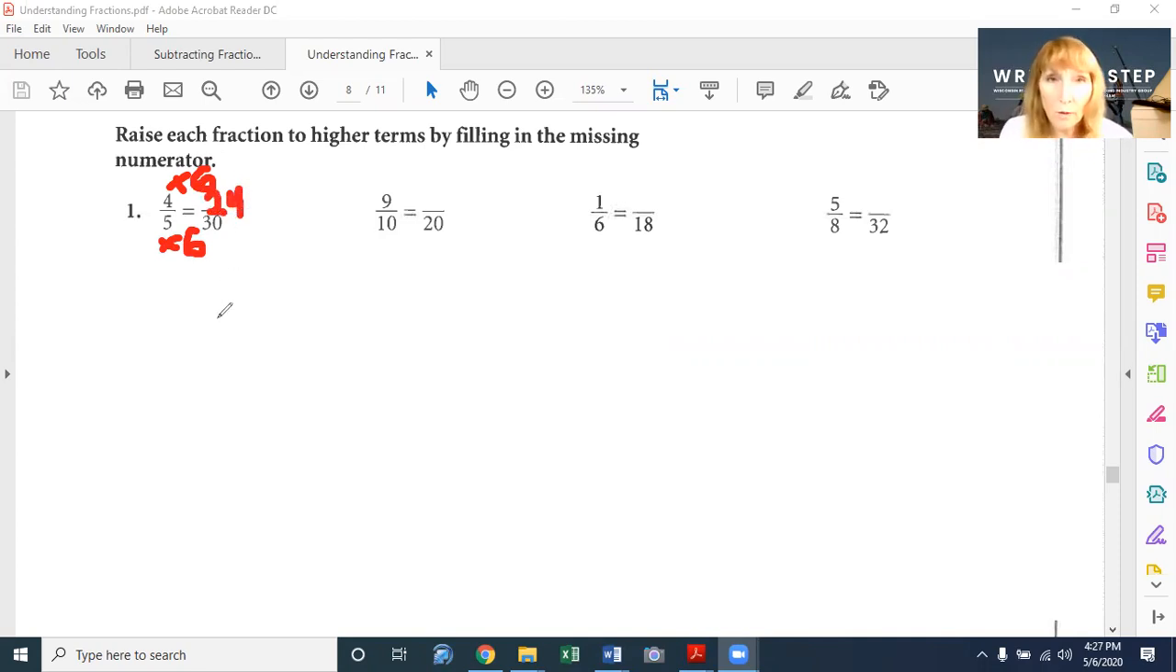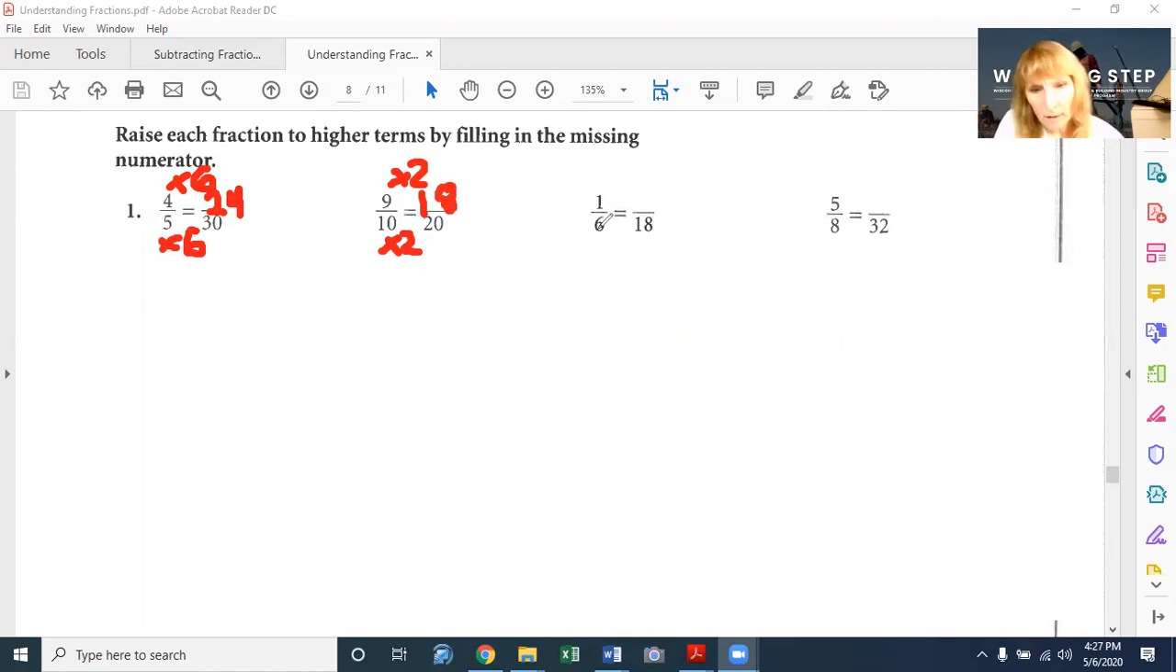So what you're doing is you're going the opposite way. When you were reducing, you were getting smaller. Now you're getting bigger. So 9/10. What number can I multiply 10 by to give me 20? Right, 2. So I'm going to multiply the top by 2. And like I said, eventually you'll get where you can just do this in your head. So 9 times 2 is 18. So 18/20 is equivalent to 9/10.